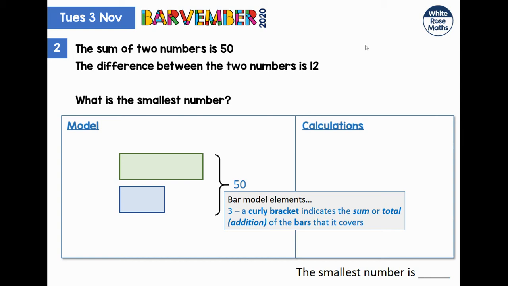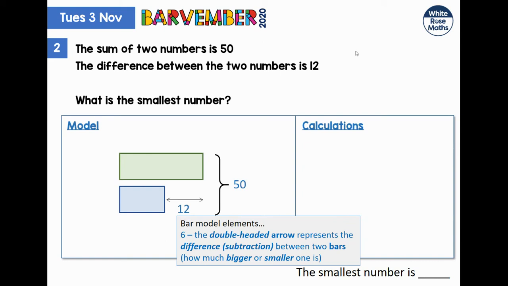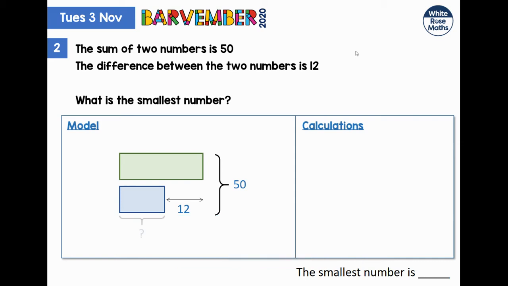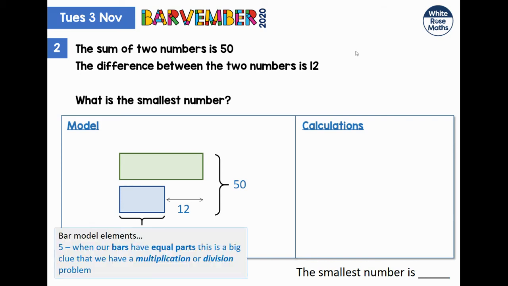So this is dealing with the first line here. The sum of two numbers is 50. Sum means total, adding up. And we see our double-headed arrow again here, the difference between these two numbers. And our question mark.